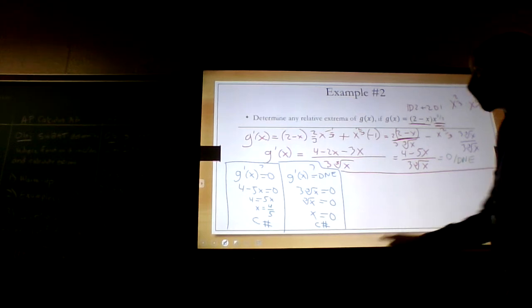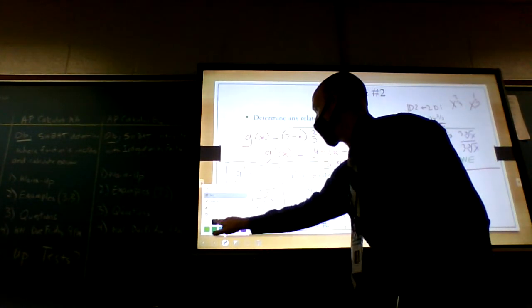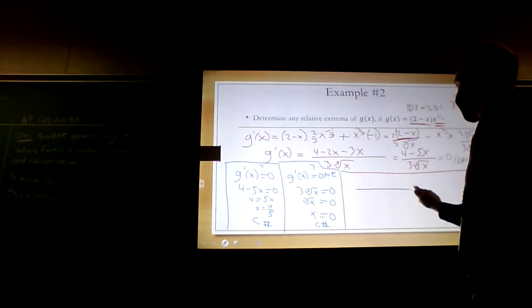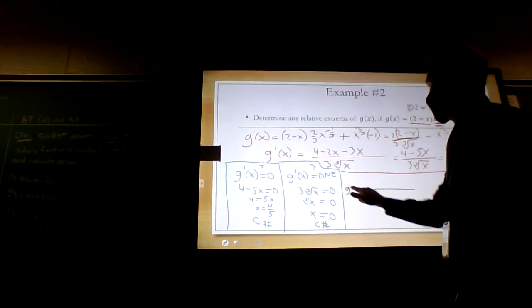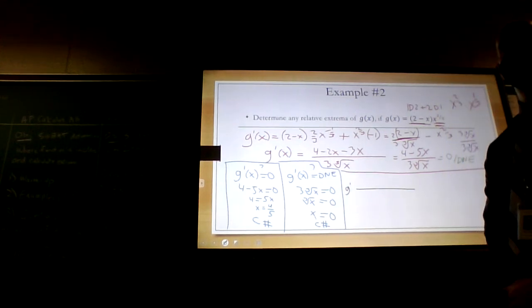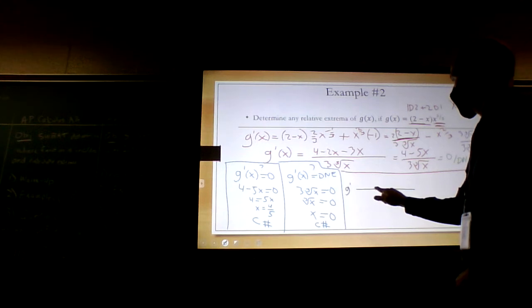Okay, so now we're going to do that thing I did on the other slide. I'm going to make a vertical line or a horizontal line. I'm going to call this g prime. And guess what two numbers I'm going to put on there? 0 and 4/5.